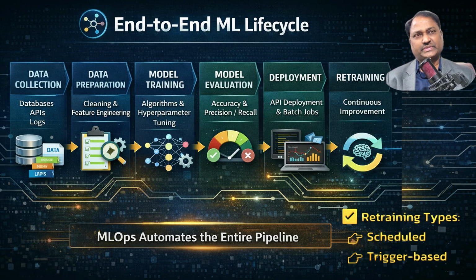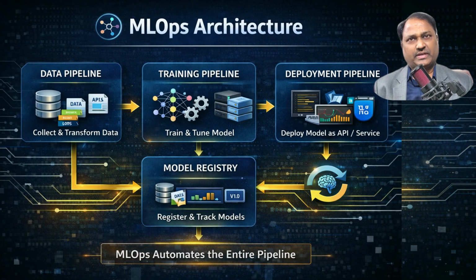Trigger-based retraining. Here, models are retrained automatically when performance drops or specific conditions are met. This creates a self-improving ML system. MLOps architecture. A typical MLOps architecture includes multiple pipelines.